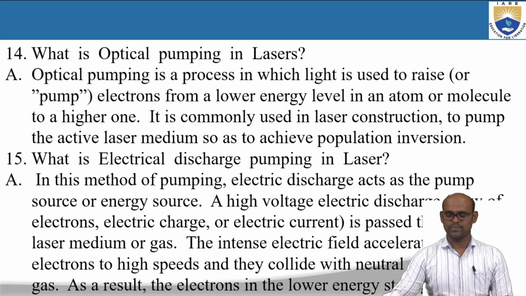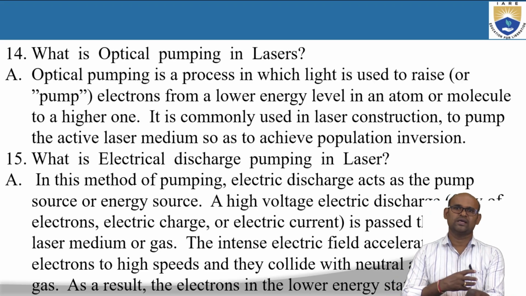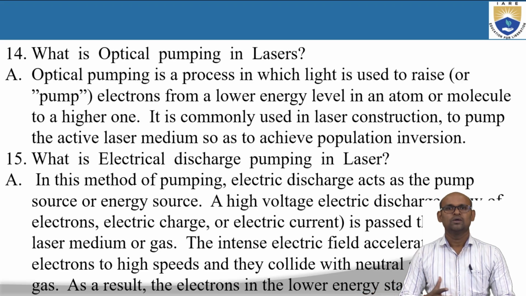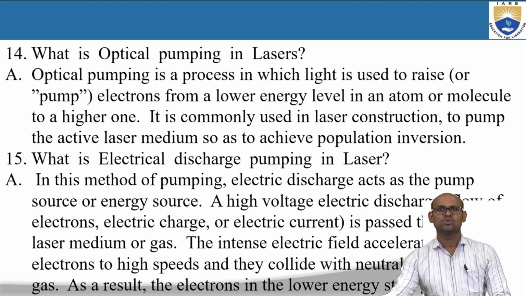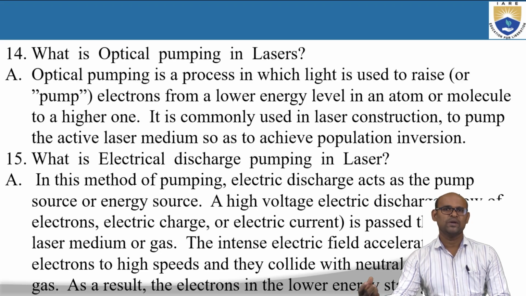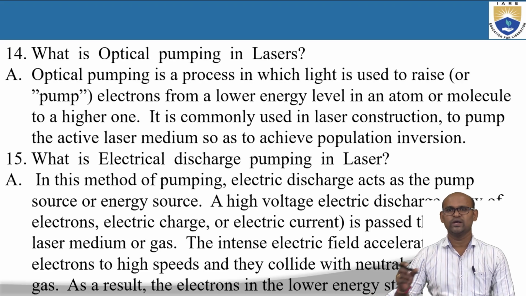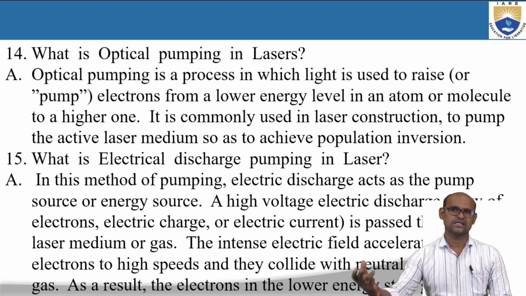So optical pumping, we have just discussed what a pumping is. Pumping is nothing but supplying energy to the atoms in the ground state so that they absorb the energy and get excited to the higher energy level. Now, there are different kinds of pumping: optical pumping, electrical discharge. Optical pumping is nothing but we are supplying energy in the form of light. If you supply photons, which is nothing but light, the atoms in the ground state can absorb and get excited.